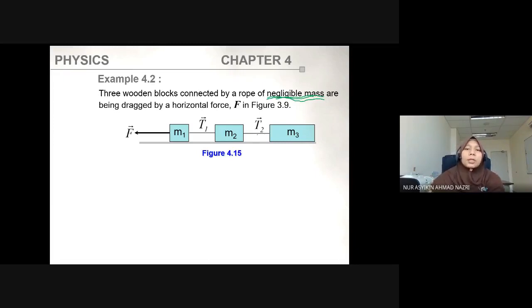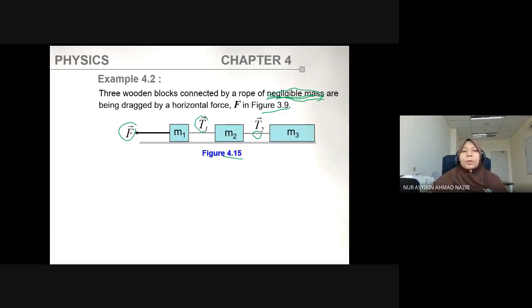So, dekat sini pun kita akan ada free body diagram untuk dia. Kalau dia kata negligible mass, okay, dah settle satu masalah kita. Then, we just need to focus on these three bodies saja. M1, M2 and M3 being dragged by a horizontal force. Okay, nombor figure ni lain lah. So kita ada applied force here in this direction to the left.